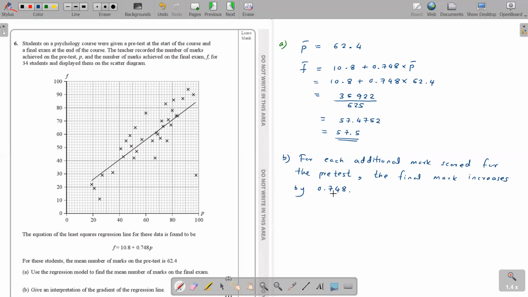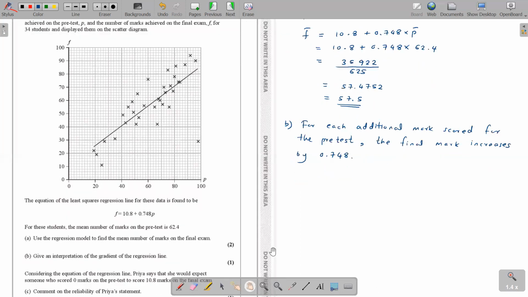Whenever they ask to interpret gradient, just remember the format I told you. When x increases by 1, y increases by the gradient. That is if your gradient is positive. If you have a negative gradient, you will say when x increases by 1, y decreases by the gradient.